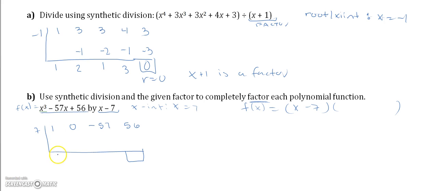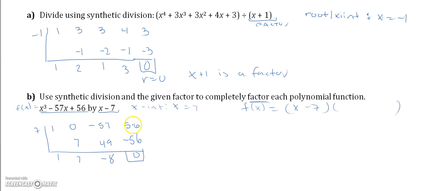Okay, so we do our synthetic division. We bring the 1 down, we multiply, add straight down, multiply 7 times 7 is 49, add straight down, you get negative 8, multiply, you get negative 56, and we get a remainder of 0, which does confirm that x minus 7 is a factor of the polynomial.